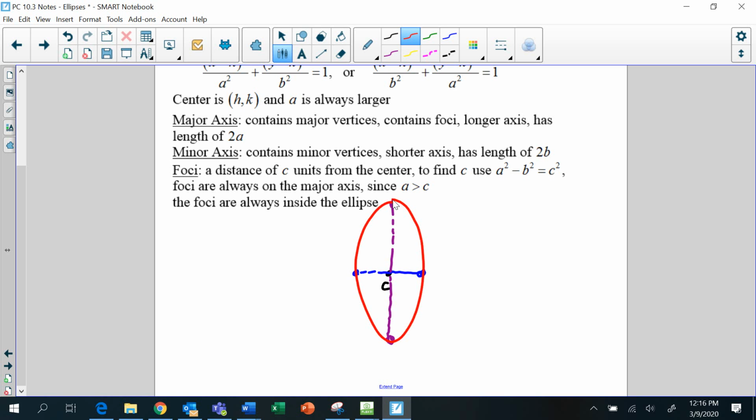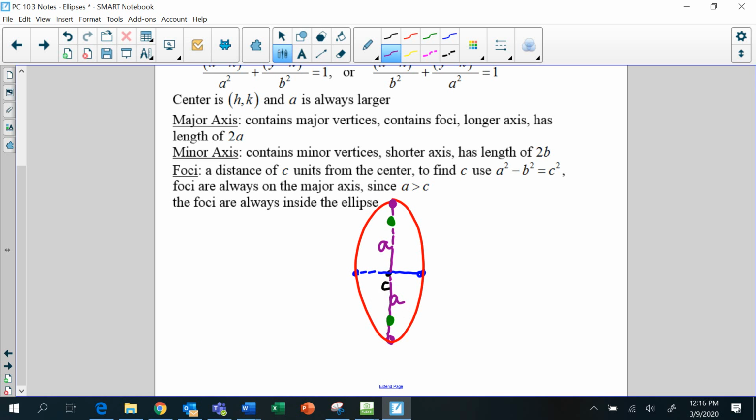There's something called foci, and those are those push pins or those stakes that we stick into the ground, take the string and to create this. Those will be somewhere on the major axis. They'll be on the major axis. They use A's and B's and C's for distances up here. The distance that's called A is from the center to one end on the major axis.